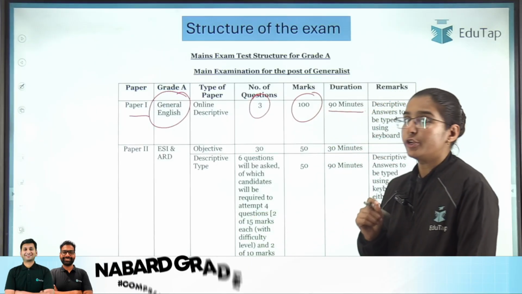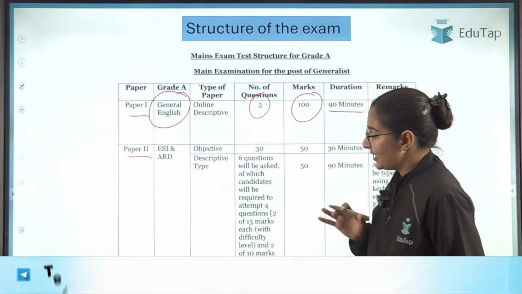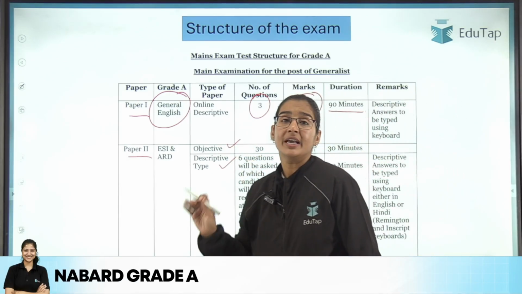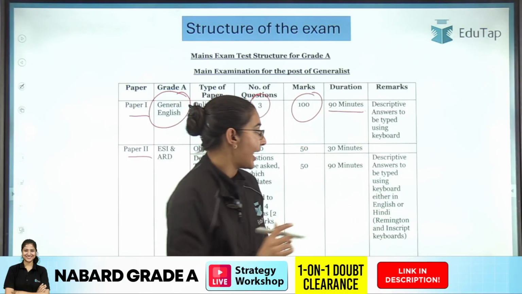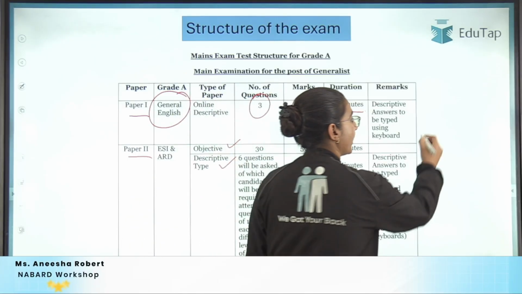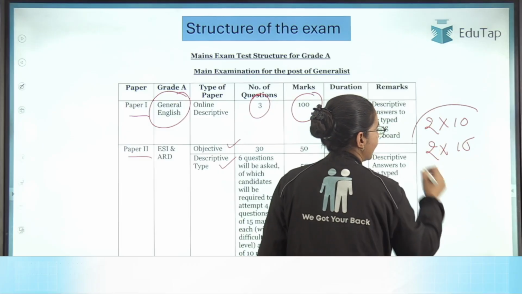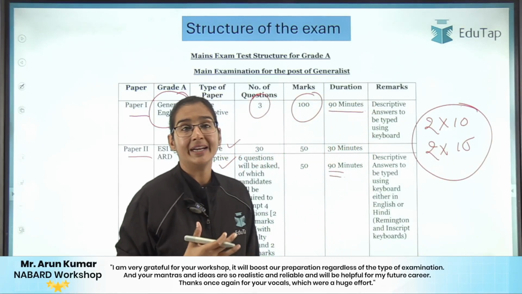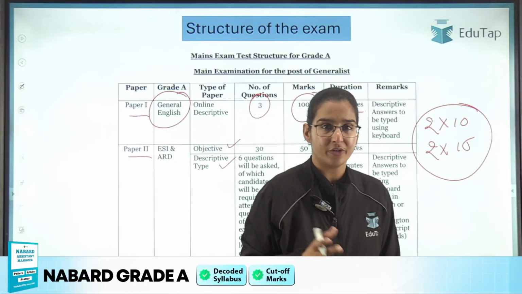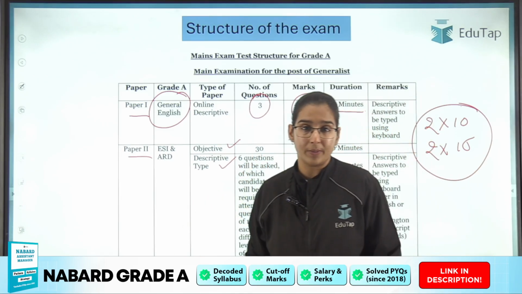The second element where your descriptive answer writing will be tested is your paper 2. In paper 2 ESI and ARD, there is going to be an objective element and a descriptive type element. In this descriptive type element, you have to answer 4 questions again in 90 minutes, and these 4 questions will be of 50 marks, right? So 2 questions worth 10 marks and 2 questions worth 15 marks. This is the number of questions and the weightage of marks given to these 4 questions, which you have to answer in paper 2 of your phase 2. Right? So this is where your descriptive elements will be tested.